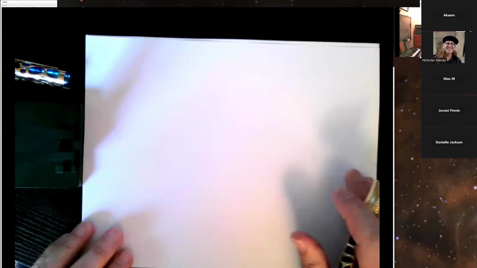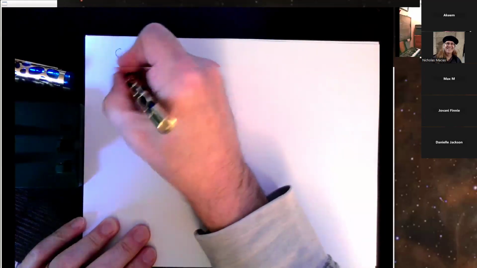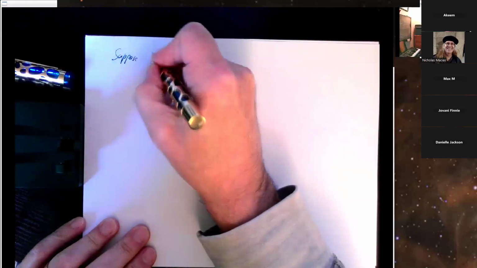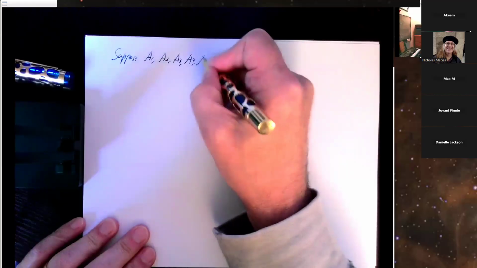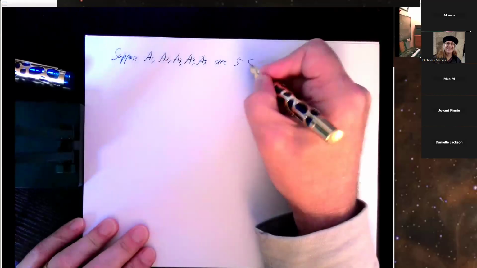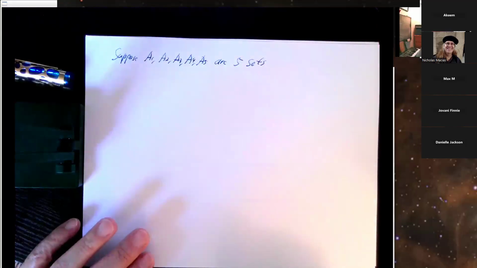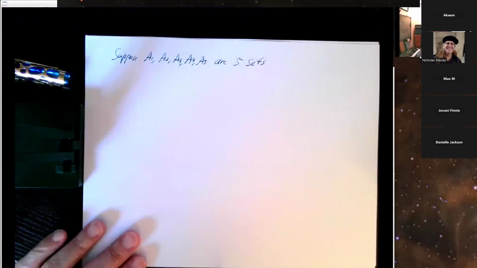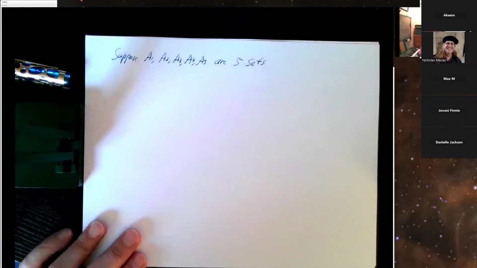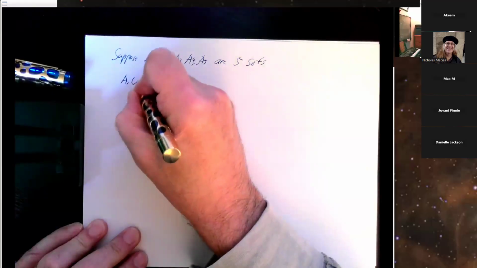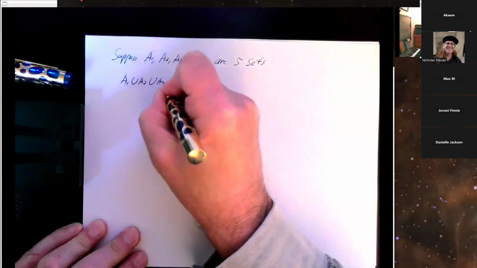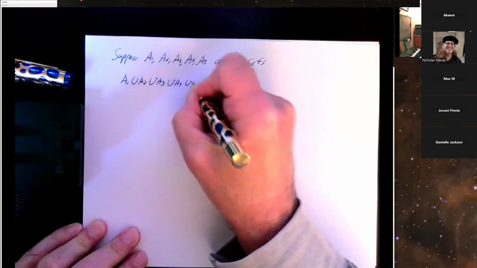So, suppose you have a collection of sets. Suppose I have 5 sets. I'm just going to call them A1, A2, A3, A4, A5. So I could write the union of these like that.